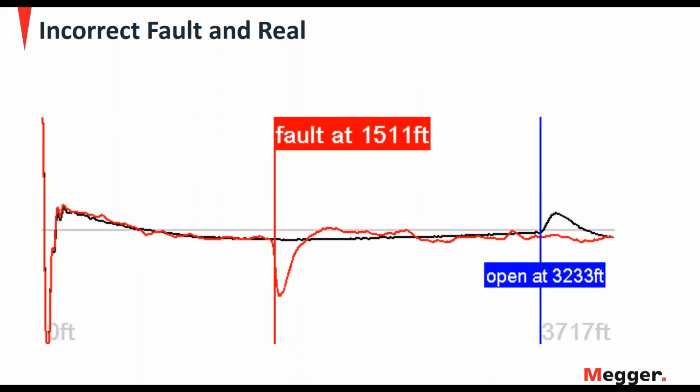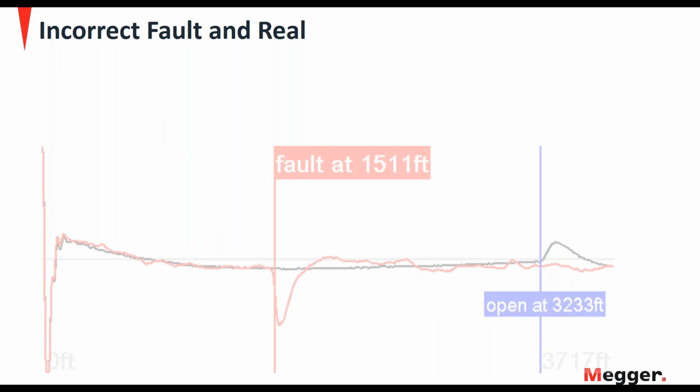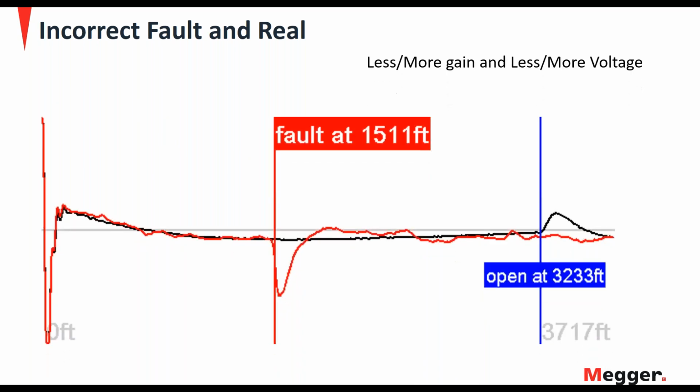He recognized that he couldn't verify these faults, so he had reason to keep working. And the way he did it was he used a combination of less or more gain and less or more voltage. Those are the two parameters. They're very easy to adjust manually. You can try more or less gain, more or less voltage. And not always, but many times by doing that, you'll get to a fault like this where you can clearly verify that that's a real fault.